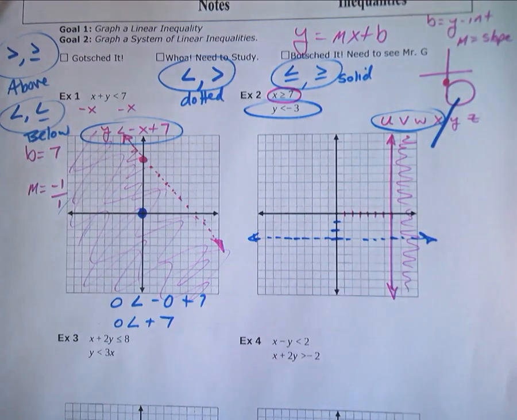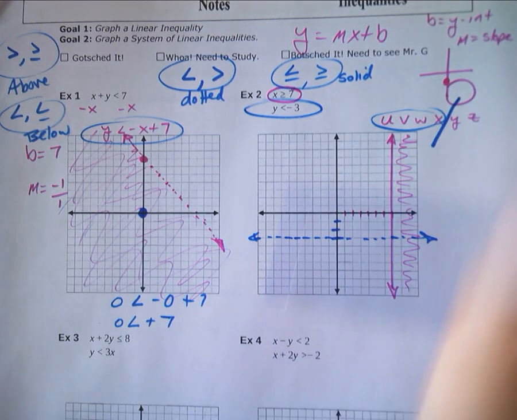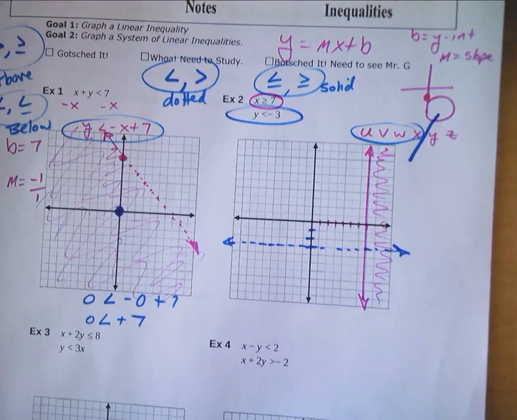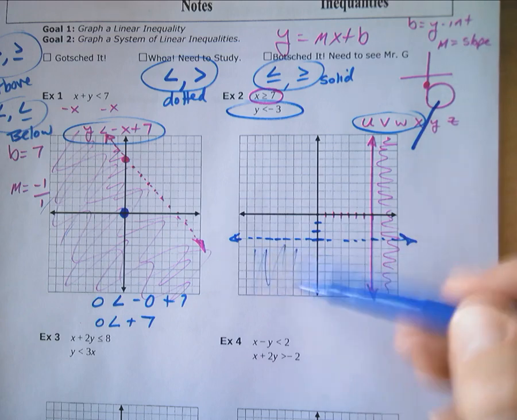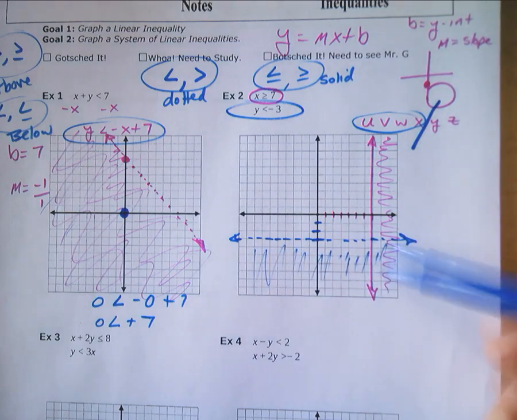And then less than. Do I shade above or below this line if it's less than? Above or below. If I'm less than you, am I above you or below you? Below, so I'm going down. I'm going down. I'm yelling timber.